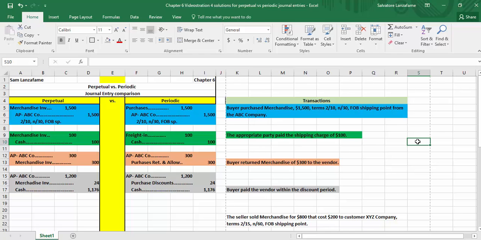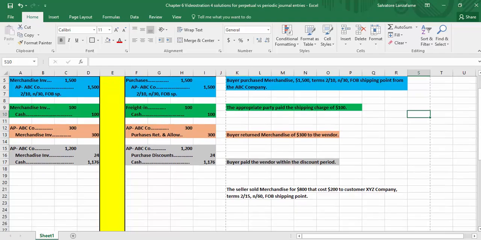Okay, so now let's do the same type of thing, this time looking at it from a seller's point of view.